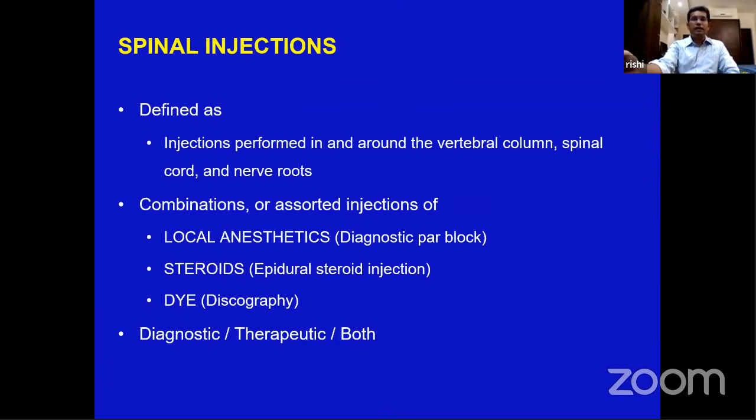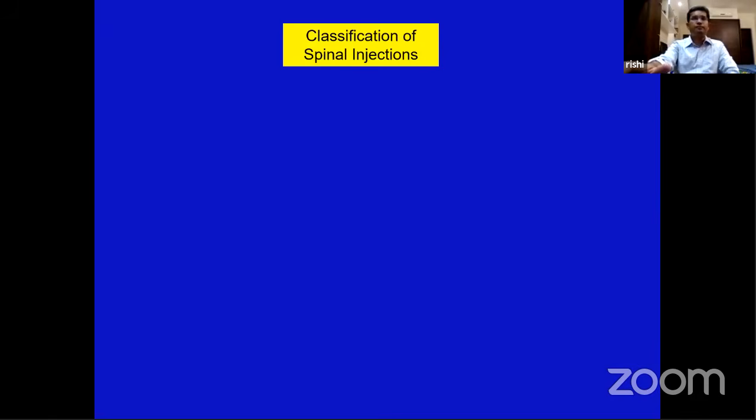The third thing is the dye, iohexol injection, which is given in patients with annular tears to identify the source of the back pain, and this procedure is called as discography. There are some procedures like the selective nerve root block where all three medications are concurrently used. So these spinal injections could be diagnostic, therapeutic, or it could be serving both purposes.